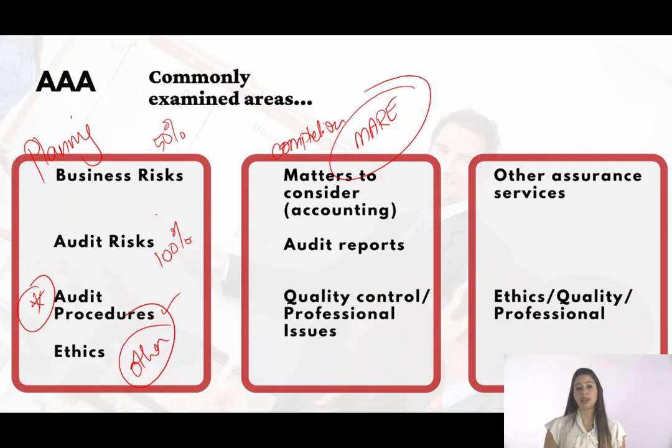Then we can get some quality control and professional issues, another common thing that gets tested in section B. And in here, guys, you need a combination of accounting standards and the knowledge of ISA rules.